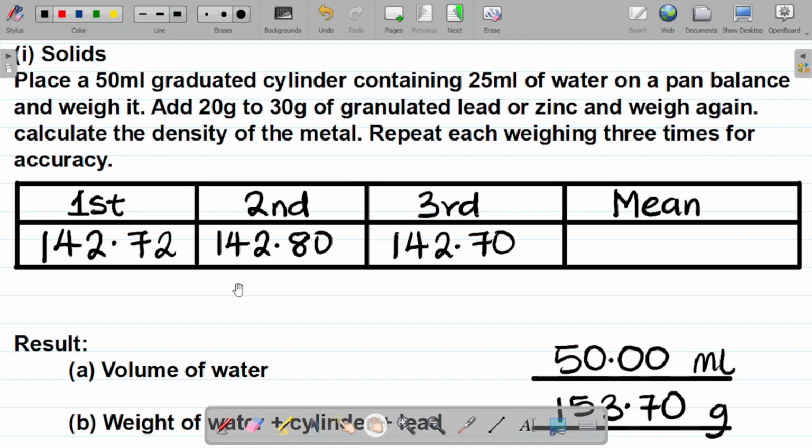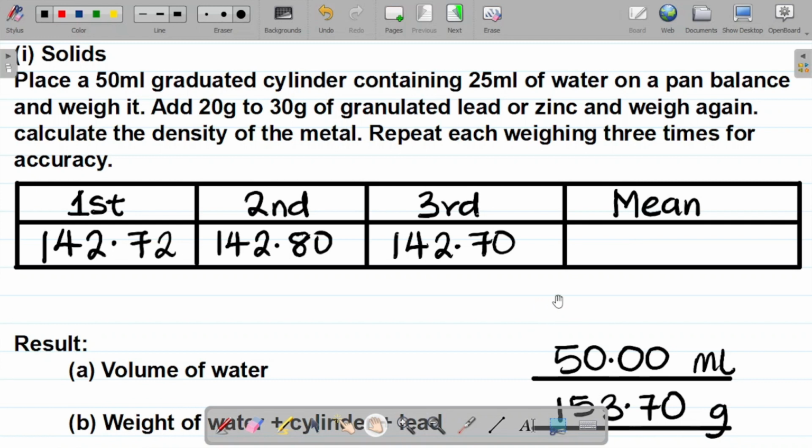Let me stress something, please. If you did not get these values, please do not change your own values. This should just be a guidance on how this is done. Please do not change your values. Just work with your values. For me, these are the values I got. So I'm asked to find the mean.